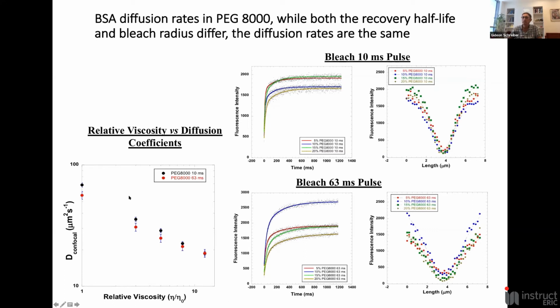And here we use different viscosity. And of course, as we know, with viscosity, we get slower and slower diffusion. And this is indeed what we get here when we plot the diffusion times versus the viscosity. You see we get slower diffusion at higher viscosity with the PEGs. And the rates are the same whether we use 10 millisecond or 63 millisecond of bleach time, despite the very large differences that you can see here in the measured half-life of the diffusion. And again, this is due to the differences in the radii that we have here for the bleach spot.